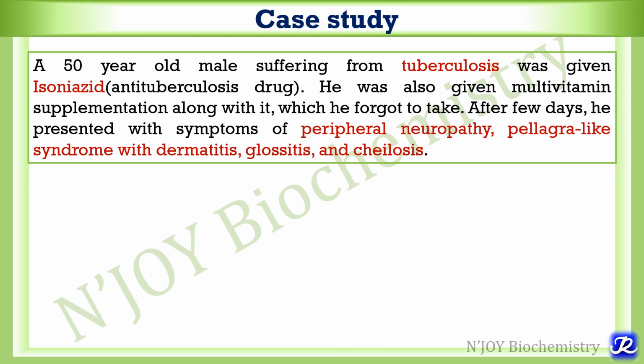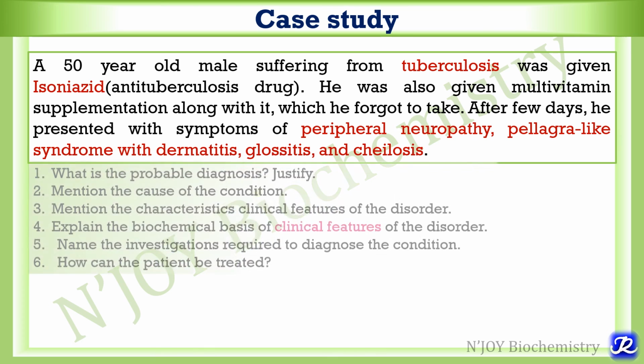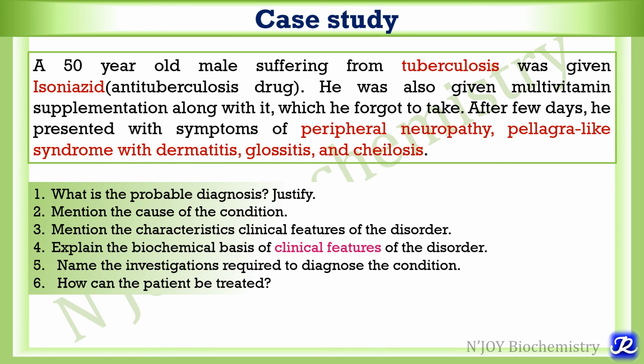So basically the case is of vitamin B6, that is pyridoxine deficiency, because in the history the patient is suffering from tuberculosis. He is on isoniazid and this isoniazid will cause vitamin B6 deficiency because the patient is not taking the multivitamins also, and has clinical features of vitamin B6 deficiency along with the pellagra-like symptoms. So this is a case study of pyridoxine deficiency. These are the various questions related to this case study which can be asked.